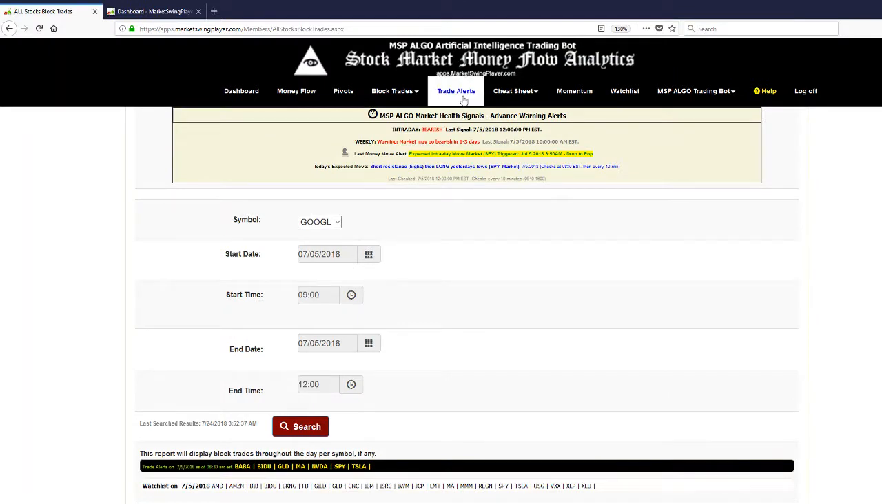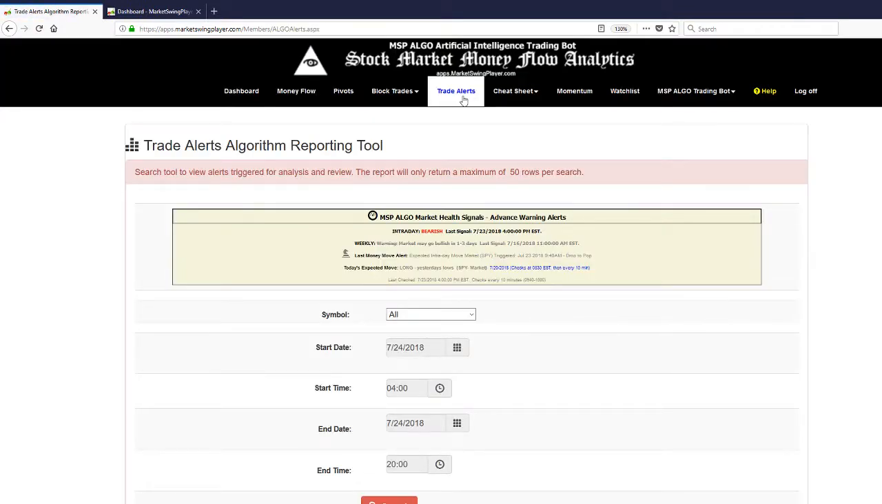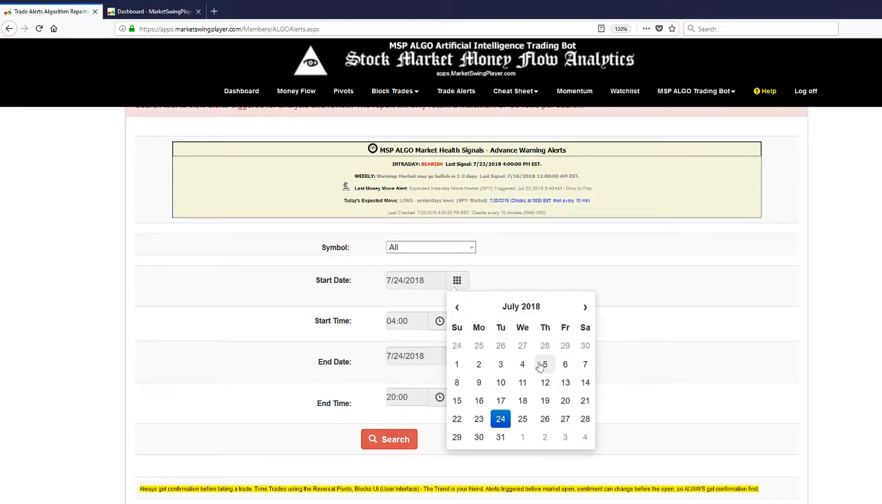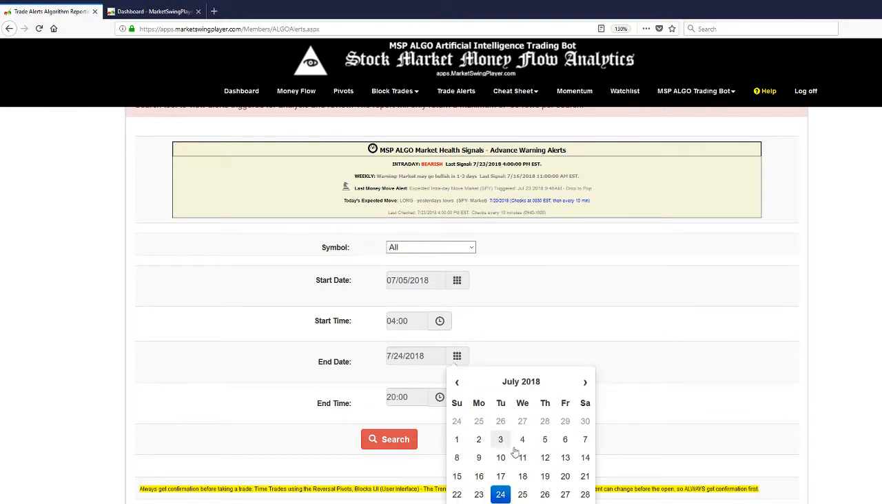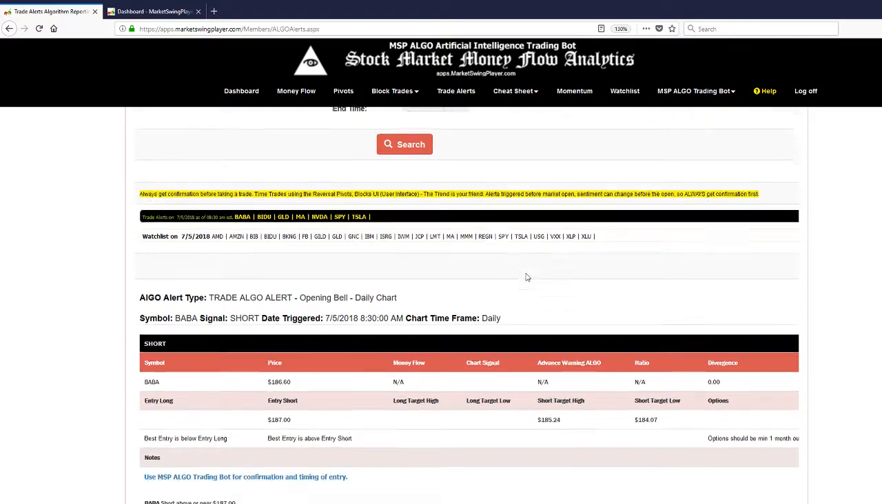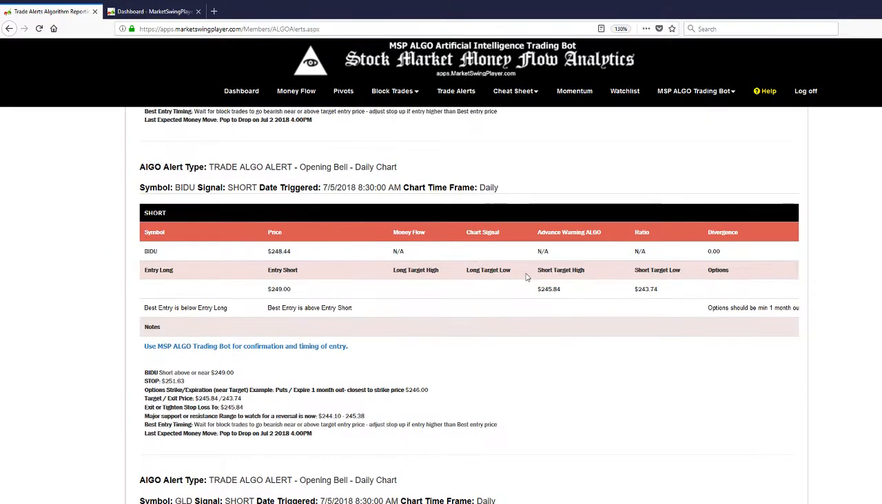Okay, let's move on. Trade alerts. Trade alerts algorithm reporting tool is based on greed of the institutional and market makers, and that's how these alerts are triggered. Okay, we have many alerts, probably 10-15 different types. This is just one of them, and it's based on the daily chart. So we'll go back, and we're looking at July 5th and see if any alerts came out that day, and we can see we got some alerts.